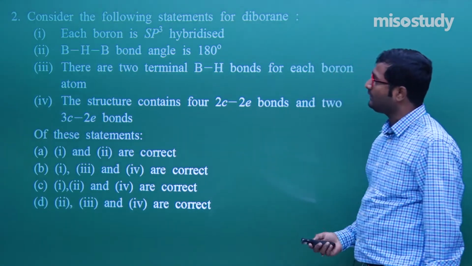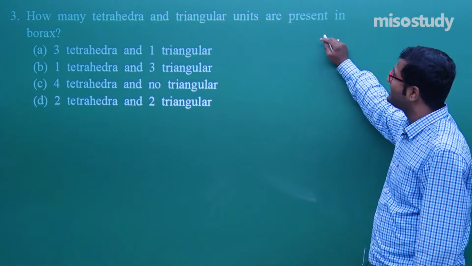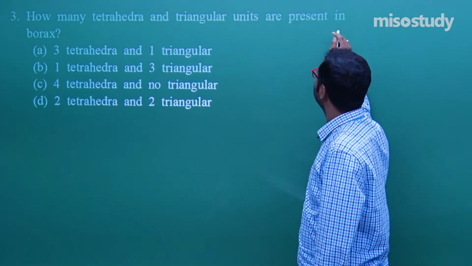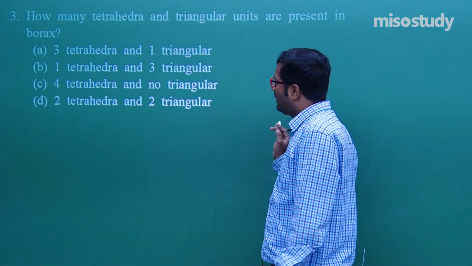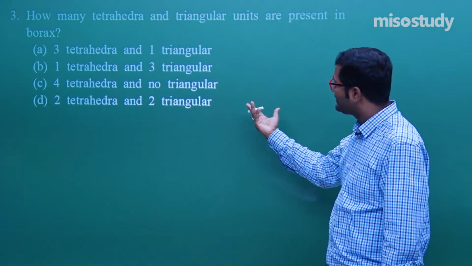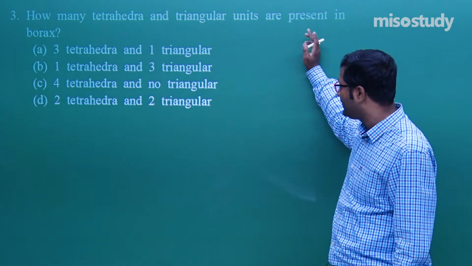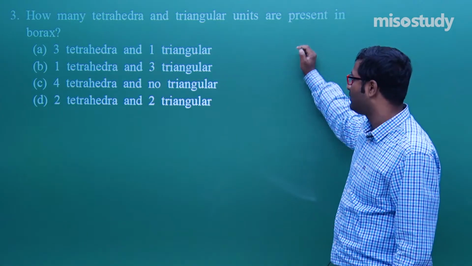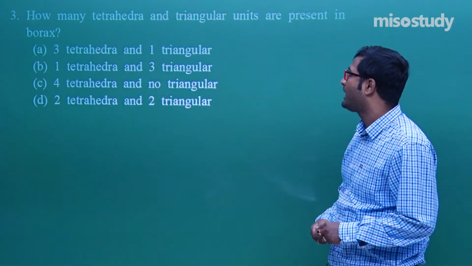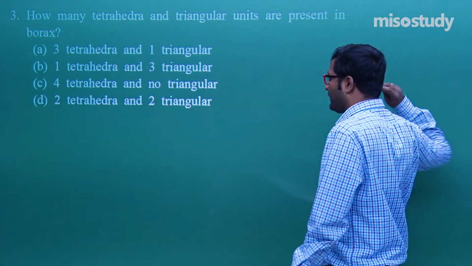Okay. Now let's move to question number 3. How many tetrahedra and triangular units are present in borax? This is one of the best questions. Read the answers: 3 tetrahedra, 1 triangular; 1 tetrahedra, 3 triangular; 4 tetrahedra, no triangular; and 2 tetrahedra and 2 triangular. Tell me what to do. This is your turn. I am not going to solve it, friend.